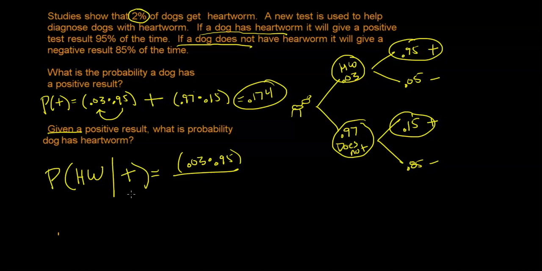And then the denominator goes just the condition. So the probability of a positive result, which is already all the work we did. So if I just copy that work down here, that's 0.174. So take the 0.03 times 0.95 and divide that result by 0.174, and you get 0.1638. Okay? So if there is a positive result, there's only about a 16.38% chance that that dog has heartworm.